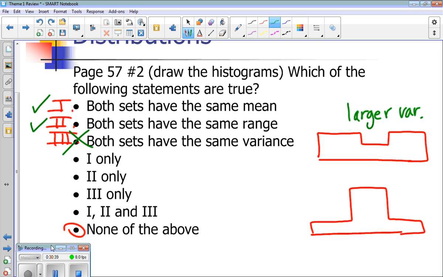Do you understand why 1 and 2 are correct? Okay, so when you have a small variance, the data is more centered around the mean. And so here is our mean, and the data is centered around that value. So it has a very small spread, whereas here is the mean, and a lot of the data is on either side of it. It's not centered around that. So this has a larger variance than this one.